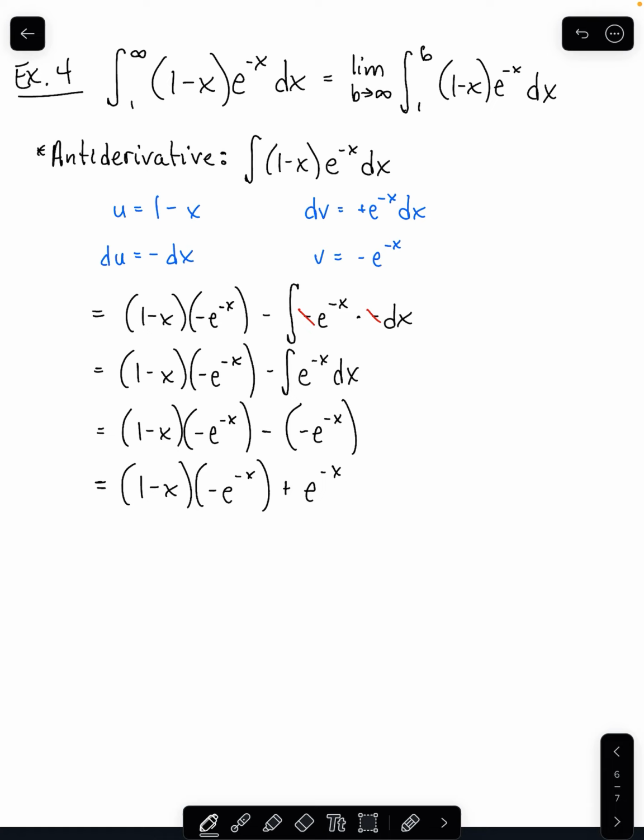I do see a purpose to distributing the negative e to the negative x, because when we do, we will have a negative e to the negative x term in front and a positive e to the negative x term later on, thus leaving us with simply xe to the negative x. So again, I did not distribute the e to the negative x just because I could. I left it until there was a reason to distribute it. This then is our antiderivative.